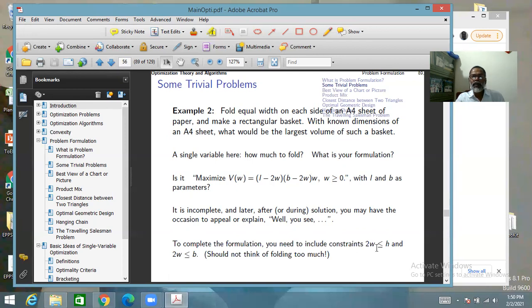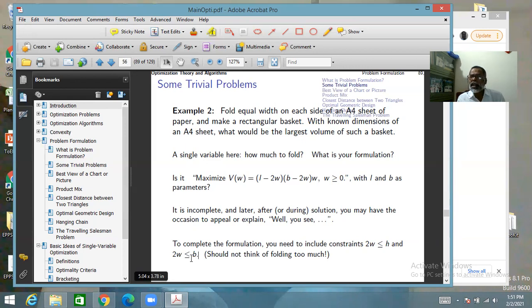Twice W should be less than, or it should be L, not H. Twice W should be less than or equal to L, and twice W should be less than or equal to B. Because more than B by 2, if you fold from both sides, then the paper itself loses all its breadth, right? So, this is a very trivial kind of example where a slip, an oversight at this stage may create later problems. And in this case, if you do not include this 2W less than or equal to B, then you are actually going to run into trouble when you put the dimensions.